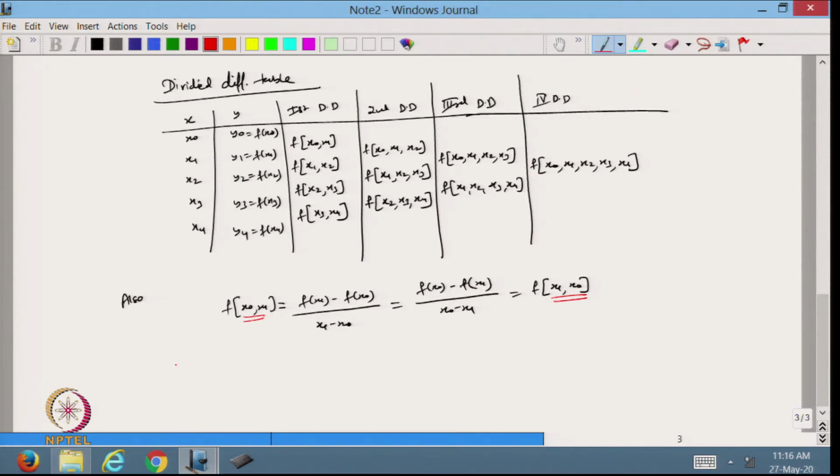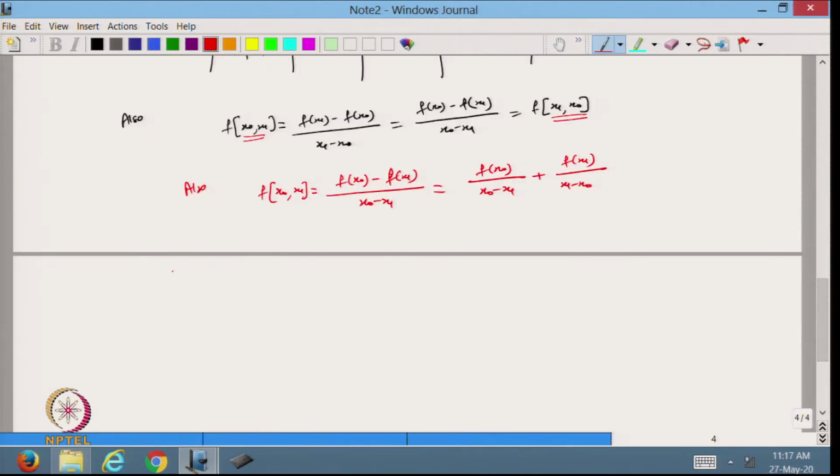Also we can write from here that f of x0 and x1 is equal to, I have written like this one. So this can be written as f at x0 divided by x0 minus x1 plus f at x1 divided by x1 minus x0, because from here I take the negative sign. So the negative sign I will take here, so it will be x1 minus x0 plus f(x1).